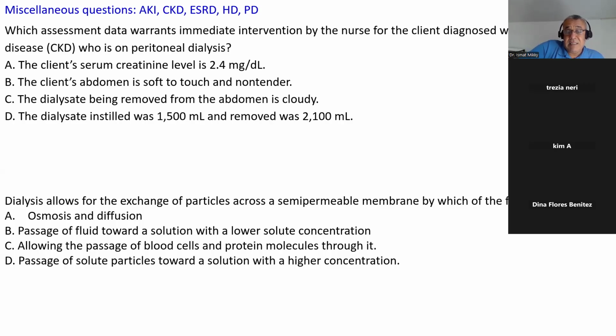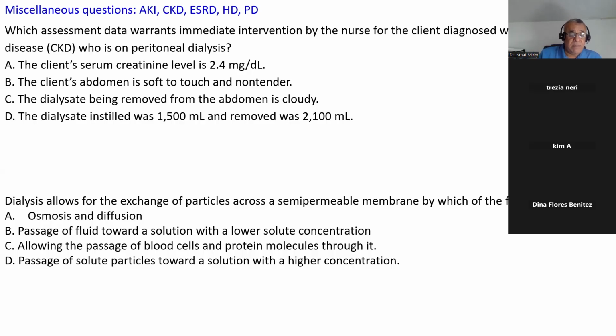So that's C, right? So that's the abnormal one. The patient has chronic kidney disease and is on peritoneal dialysis, so the dialysate removed from the abdomen is cloudy. The dialysate return should be colorless and straw colored, but should never be cloudy, which indicates infection. So the data warrant immediate intervention.